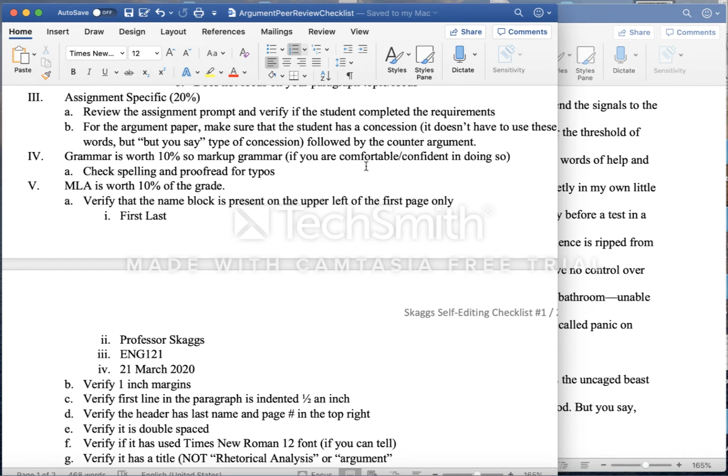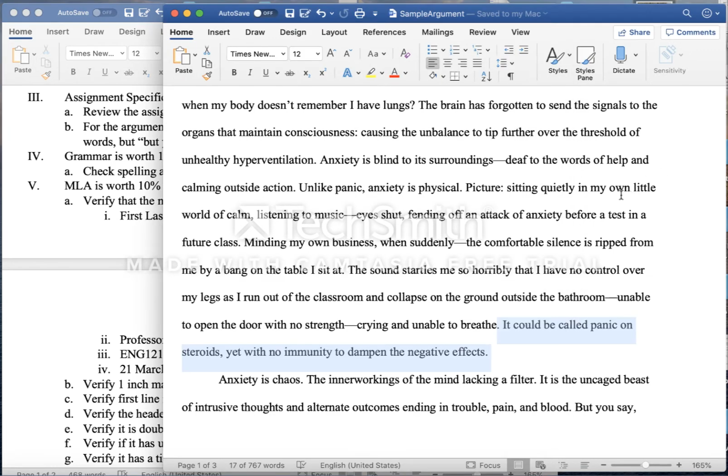All right, so when you're back and you're looking at assignment specific, that's worth 20% of your grade. So you're going to look at the assignment prompt and verify the student completed the requirements. One of those requirements that students often forget is that it needs to be a minimum of 750 words. So if you look at this paper, you'll notice down here it tells us how many words there are. There are 767 words. I don't know if that's available in the online version of Word, but I know it's available if you have the version on your computer.